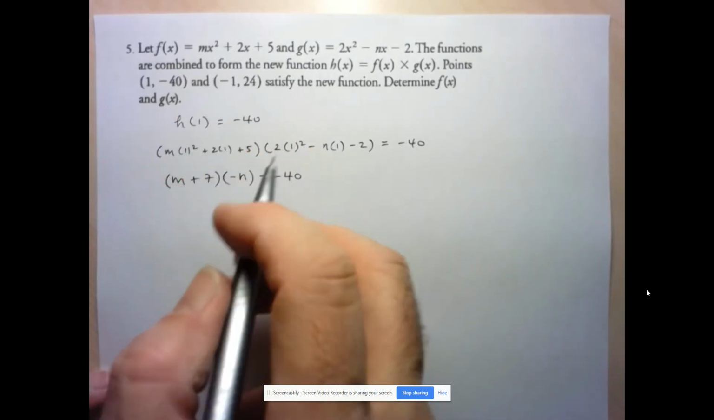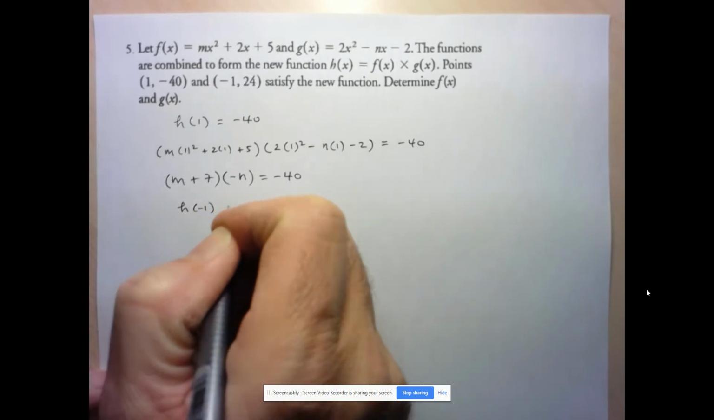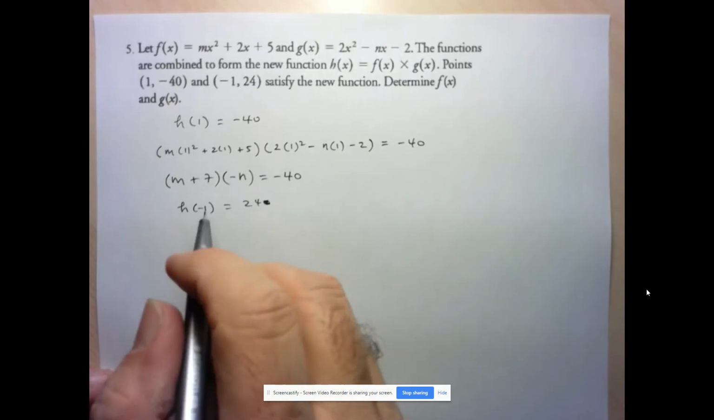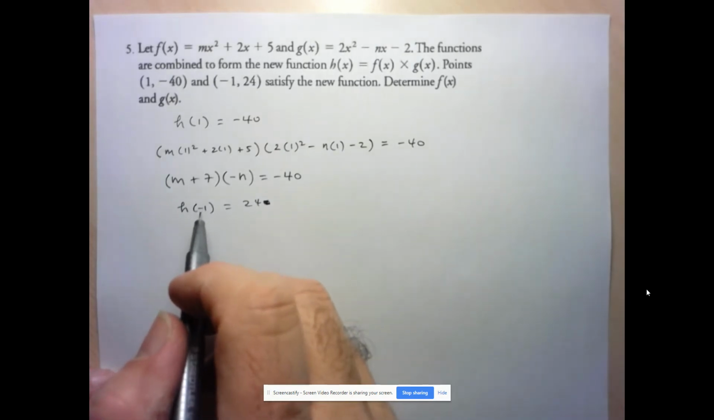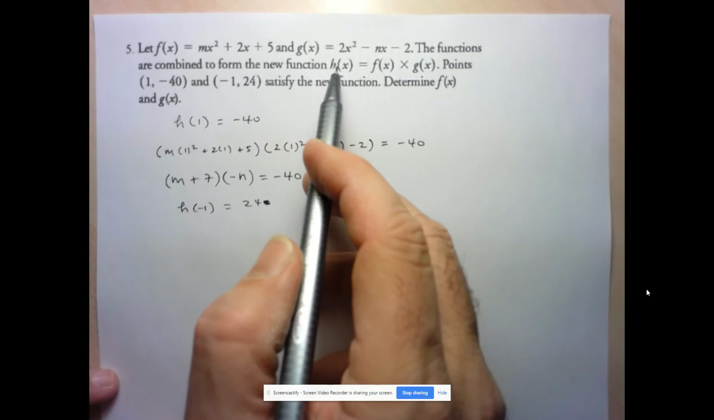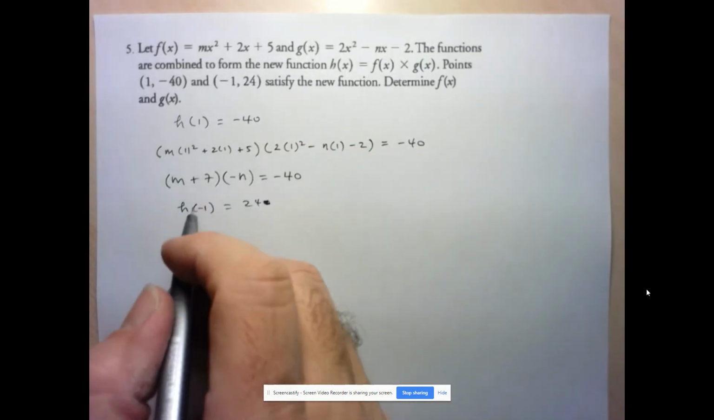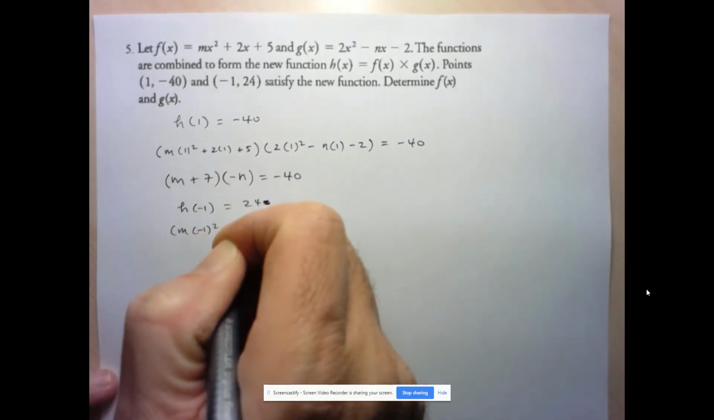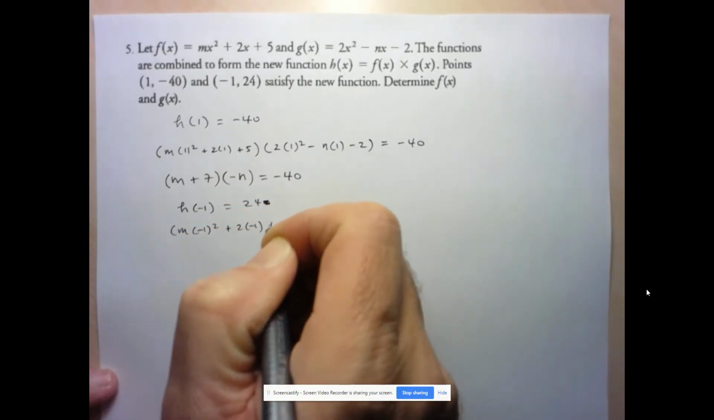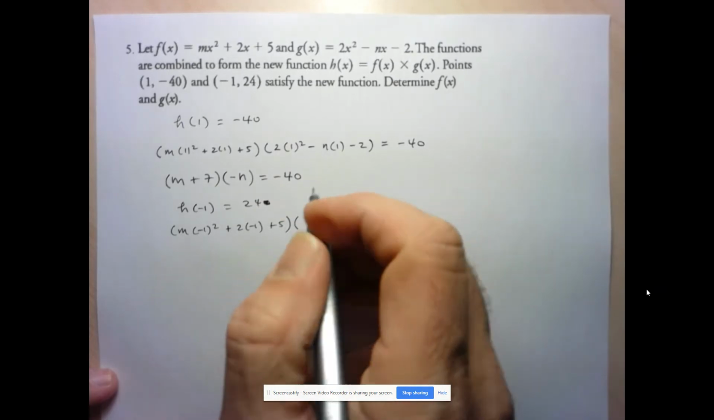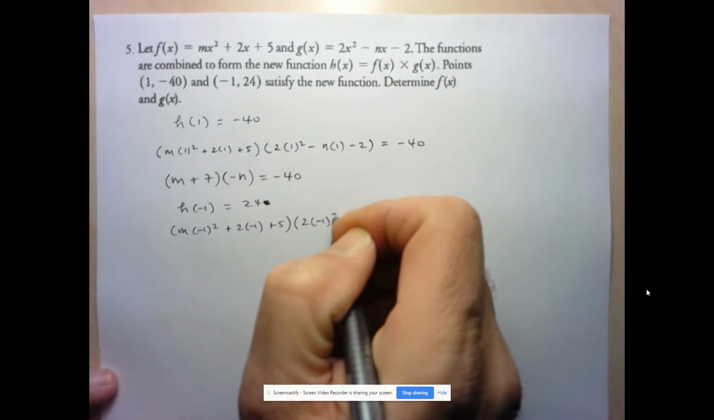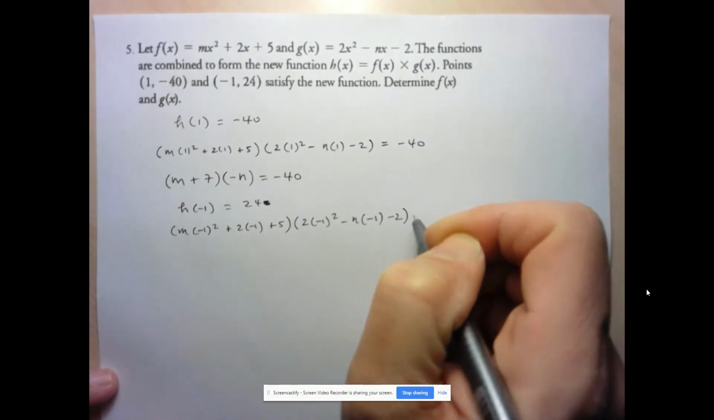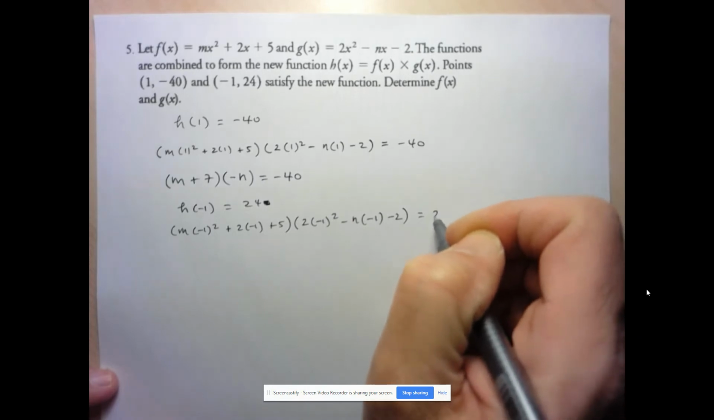So here the next point tells us that h at negative 1 is equal to 24. So let's put in negative 1 into the product of these two functions because that's what h of x is made up of. So f at negative 1 is going to be m times negative 1 squared plus 2 times negative 1 plus 5. And then g is going to be 2 times negative 1 squared minus n times negative 1 minus 2. And all of that is equal to 24.